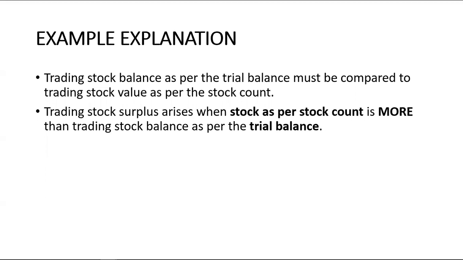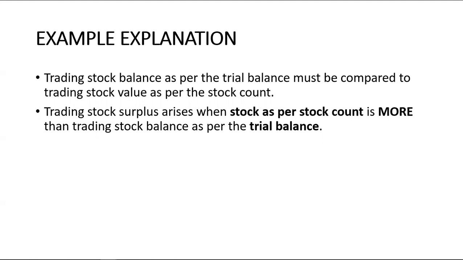It is the 14 Rand. So that 12 Rand that I have in the trial balance is incorrect. So I need to correct my books by taking it up to the correct value, which is 14 Rand. So when I take it up, obviously I'll take it up by 2 Rand. Do you get it? So that 2 Rand will be what we call trading stock surplus.